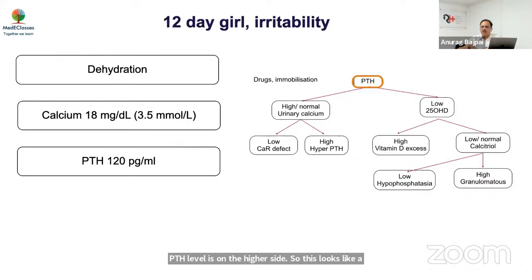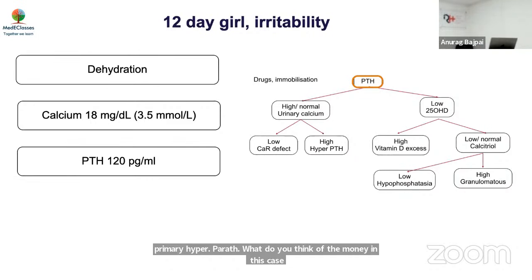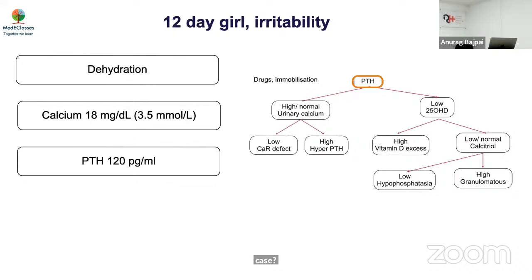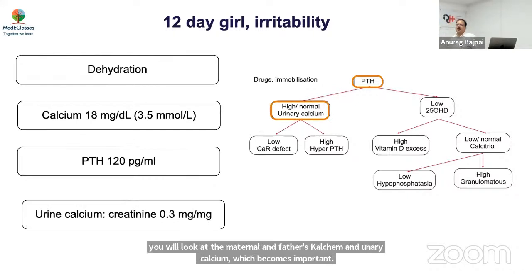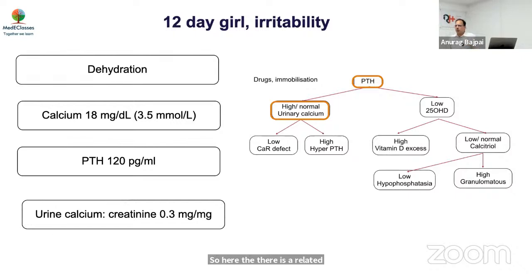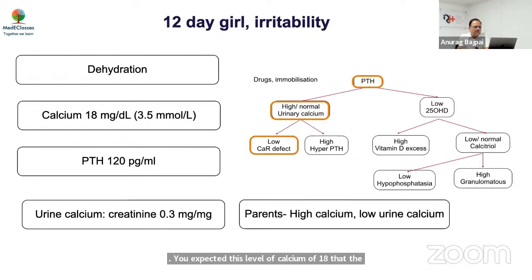What do you think, Dr. Dhwani, in this case? So, because this is a neonate, one will have to look at the parents' calcium and PTH status. So you will look at the maternal and father's calcium and urinary calcium excretion, which becomes important. So here there is a relative hypocalciuria for the newborn. You expect at this level of calcium of 18 that the urinary calcium level should be much higher. So there's a relative hypocalciuria.